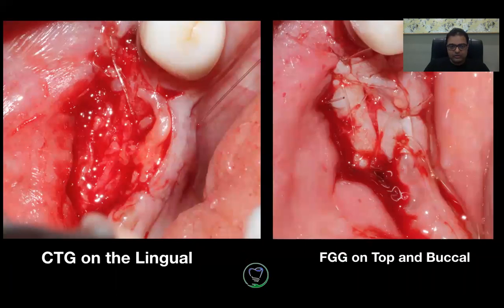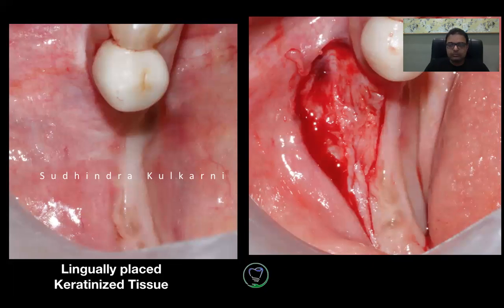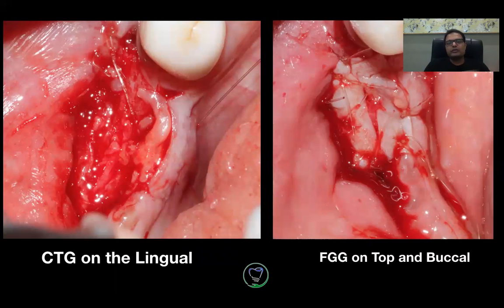gingival graft. So what we did was we harvested tissue from the palate, and on the buccal aspect we sutured the keratinized tissue. Whereas on the lingual, to increase the bulk of the tissue, we stuck in a connective tissue in the lingual pouch. So we did a free connective tissue graft on the lingual, and we did a free gingival graft on the buccal.